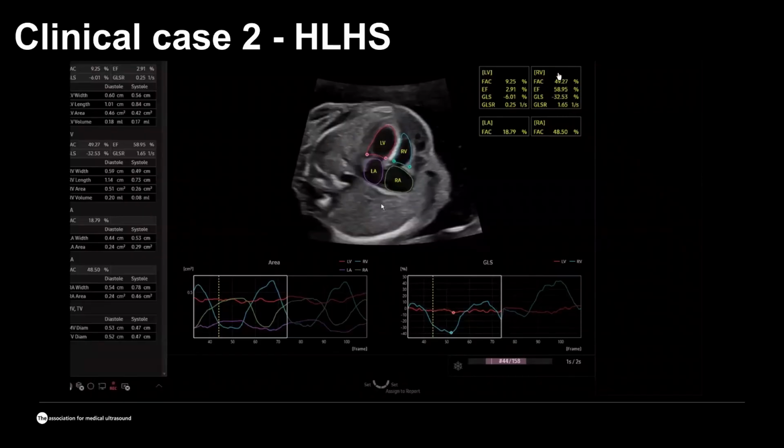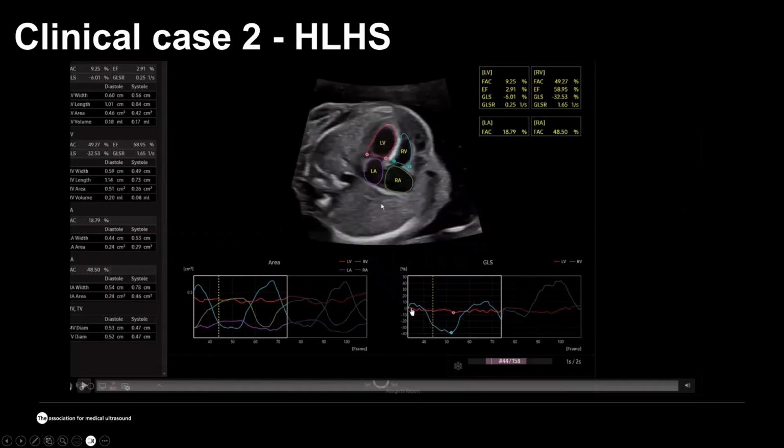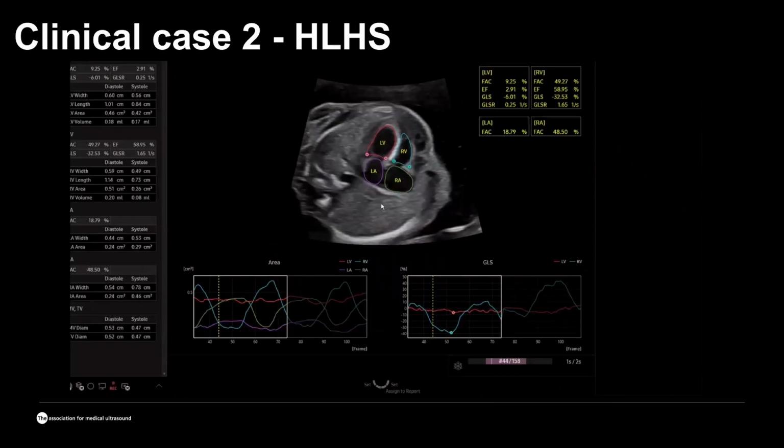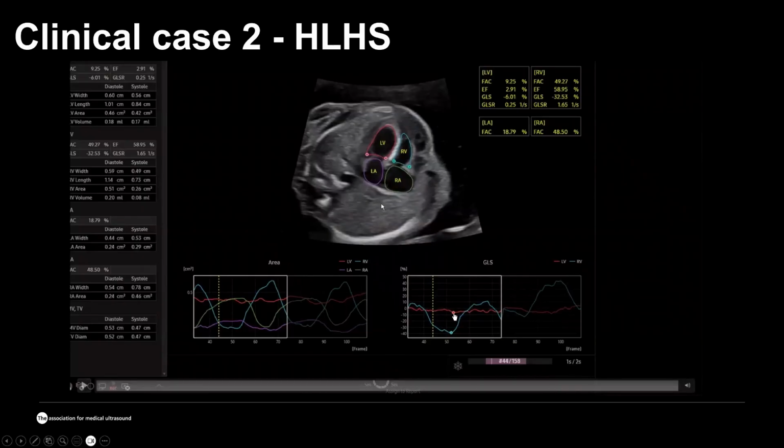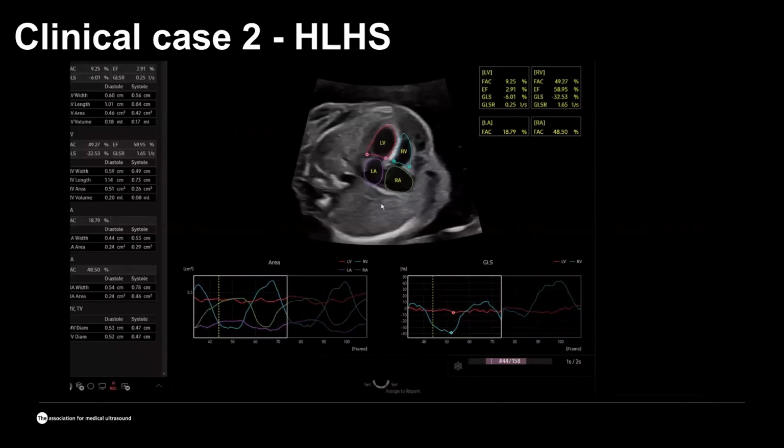And at the same time, the global strain, you can see that here on the curve that the left ventricle shows no strain, no motion, no deformation. So this left ventricle is done. It's not doing anything. It's not contracting. And you can see a very visual image of that together with the objective confirmation using the quantitative analysis.